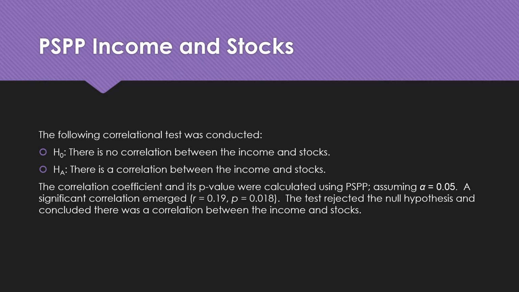PSPP income and stock. The null hypothesis indicates that there's no correlation between income and stock, whilst the alternative says there is a correlation between income and stocks. The correlation coefficient is R equals 0.9, and the p-value is 0.018. As can be seen, the p-value is less than alpha, which is 0.05, and hence the test rejected the null hypothesis and concluded that there was a correlation between income and stocks.